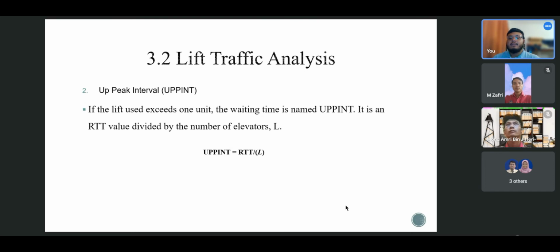The next thing is the up-peak interval or UPPINT. If the lift used exceeds 1 unit, the waiting time is named UPPINT. It is the RTT value divided by the number of elevators, or L. So the below is the formula for the up-peak interval.